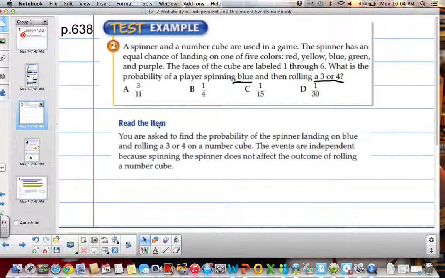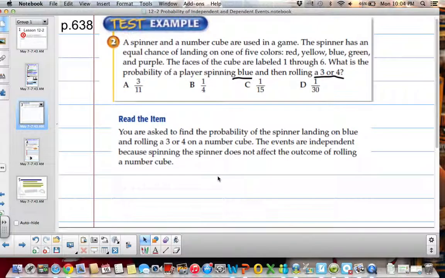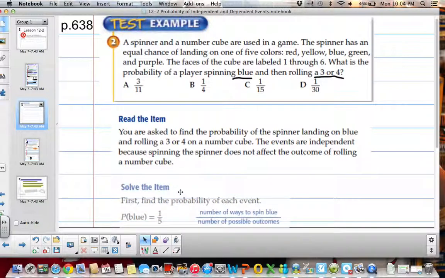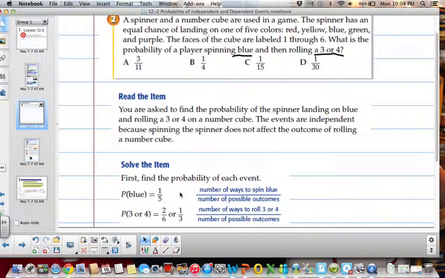Okay, so we are asked to find the probability of the spinner landing on blue and rolling a 3 or 4. The events are independent because spinning the spinner does not affect the outcome of rolling a number cube. So first we need to find the probability of each event. The probability of blue: because we have 5 colors, 5 is going to be on the bottom. And the number of ways for us to spin blue is 1, because there's only 1 spot with blue. So the probability of getting blue is 1 out of 5.